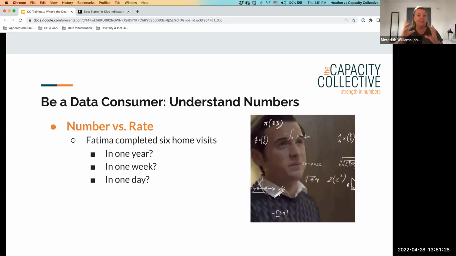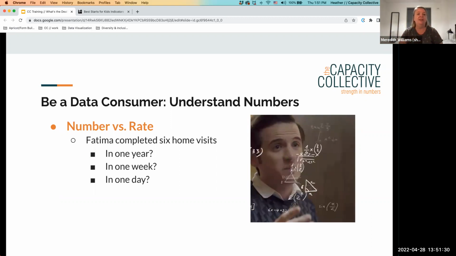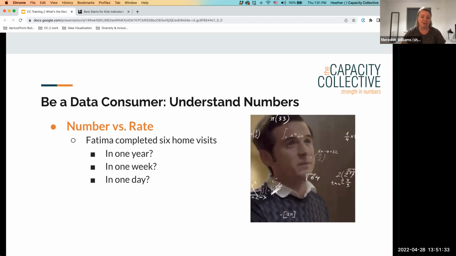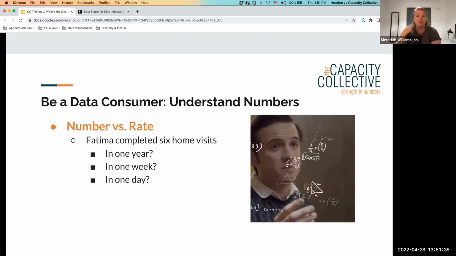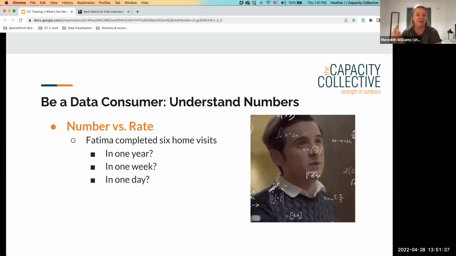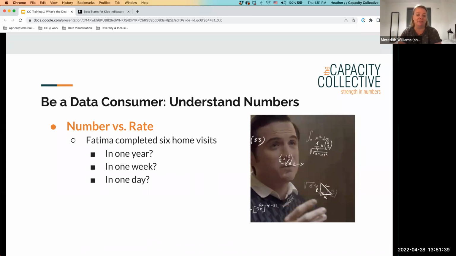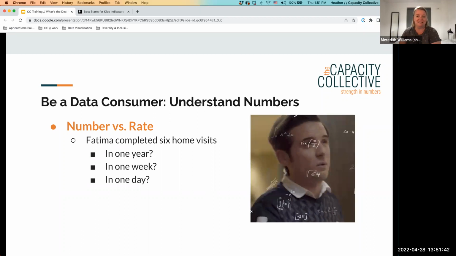So as soon as you know a little bit more information about that number, it helps you understand the number a little bit more. So when you see just a number, it's good to ask, okay, what else? It's good to get a little bit more information. So the next slide has an example.